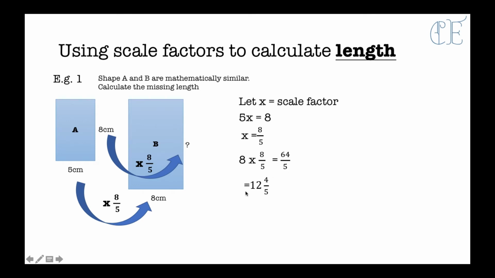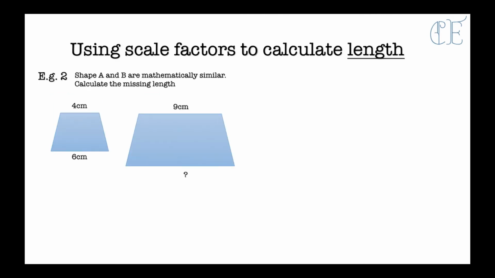Okay, so we could write that as 12 and 4 over 5 as well. And if you can't remember how to change top-heavy fractions into mixed numbers, then please go back and watch the video on that. You can also write that as a decimal as 12.8 centimetres. Okay, let's have a go at this one then.